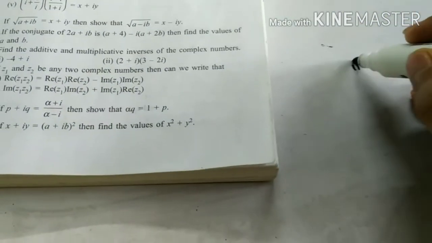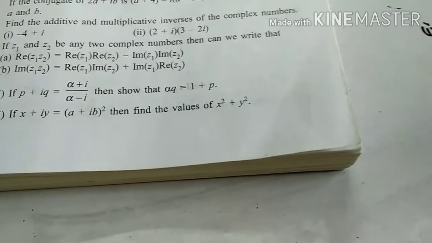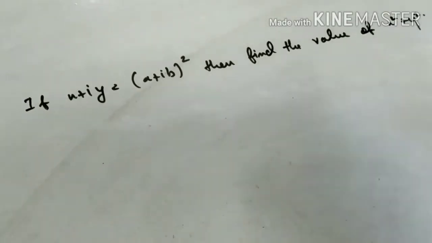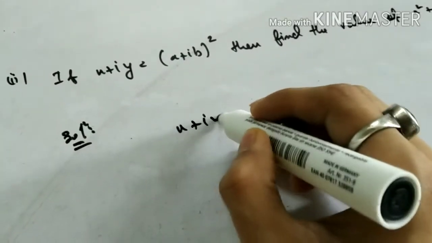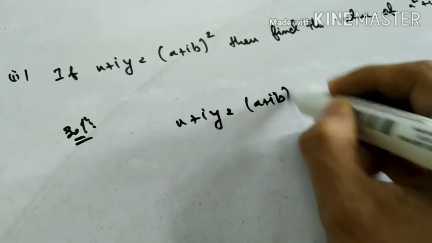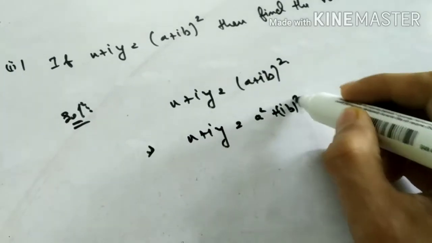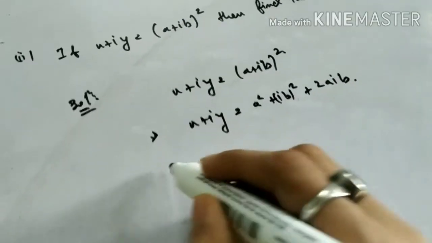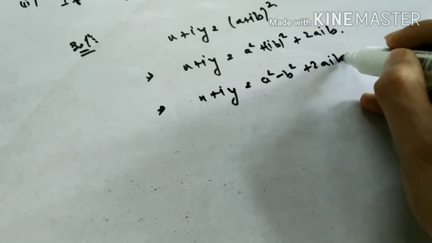And the next, which is the last one, it is saying that if x plus iy is equals to a plus ib the whole square, then find the value of x square plus y square. Okay, find the value of x square plus y square. So in here it is x plus iy is equals to a plus ib the whole square, it is given. So x plus iy is equals to a square plus ib the whole square plus twice aib. So this is x plus iy is equals to a square minus b square plus twice aib.